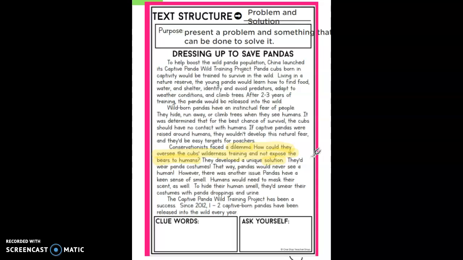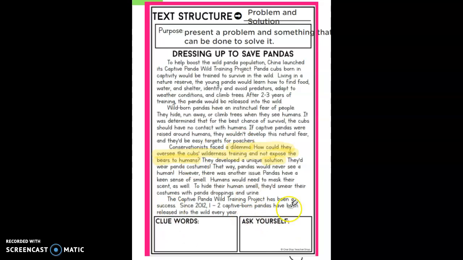However, there was another issue. Pandas have a keen sense of smell. Keen is another word for good. Humans would need to mask their scent as well. To hide their human smell, they'd smear their costumes with panda droppings and urine. The Captive Panda Wild Training Project has been a success since 2012. One to two captive-born pandas have been released into the wild every year. So we saw our clue words, dilemma and solution, and highlighted that. I also highlighted my problem.